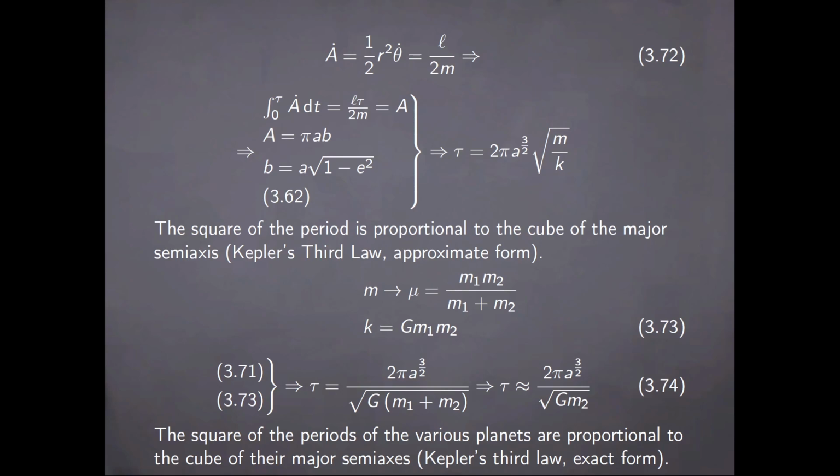something similar to our previous result, in the assumption that the mass of the particle can be neglected with respect to the mass of the Sun. So the square of the periods of the various planets are proportional to the cube of their major semi-axes with varying proportionality constants. These are all the same if the masses of the planets can be neglected with respect to the mass of the Sun, but this isn't always the case, as is, for example, the situation with Jupiter.